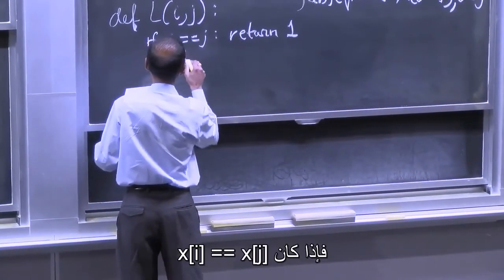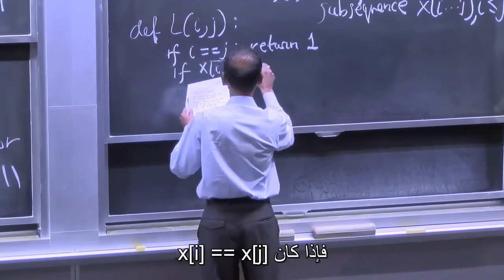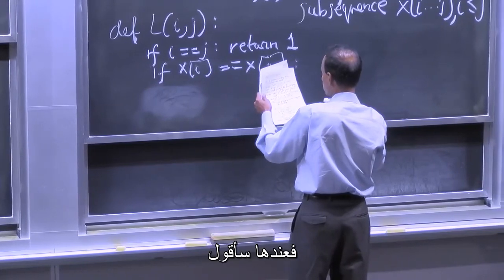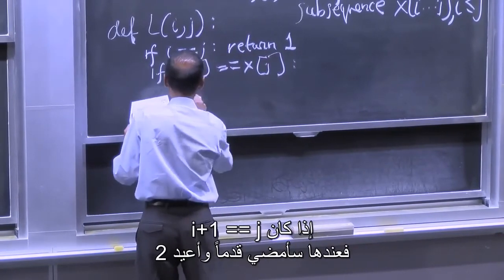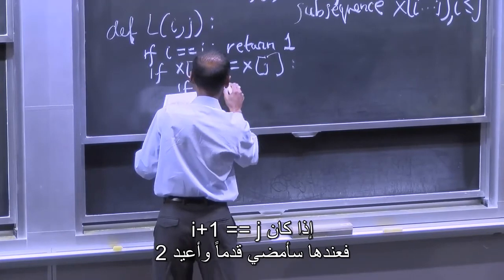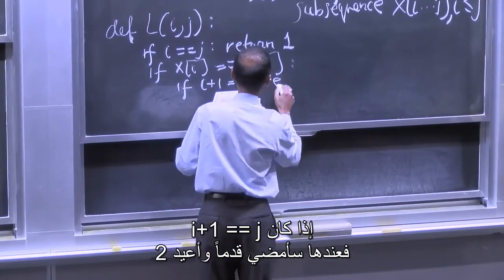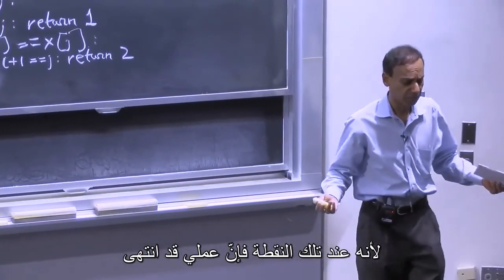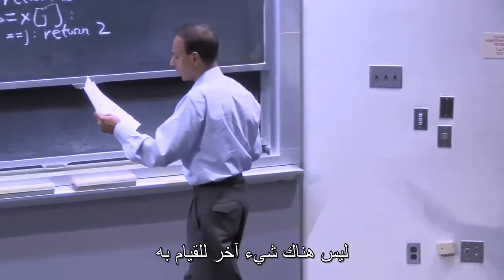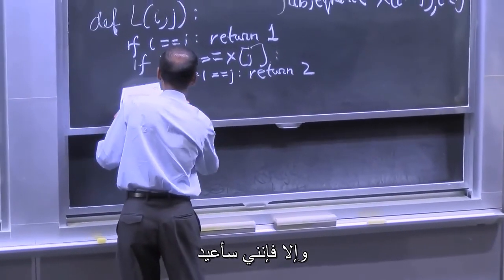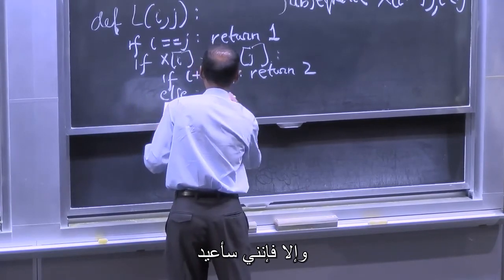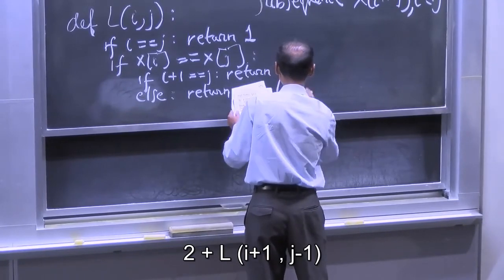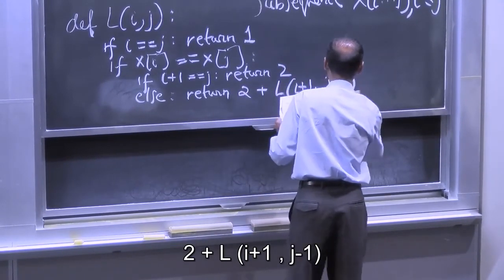Right? So if x of i equals x of j, then I'm going to say if i plus 1 equals j, I'm going to go ahead and return 2. Because at that point I'm done. There's nothing else to do. Else I'm going to return 2 plus L of i plus 1, j minus 1.